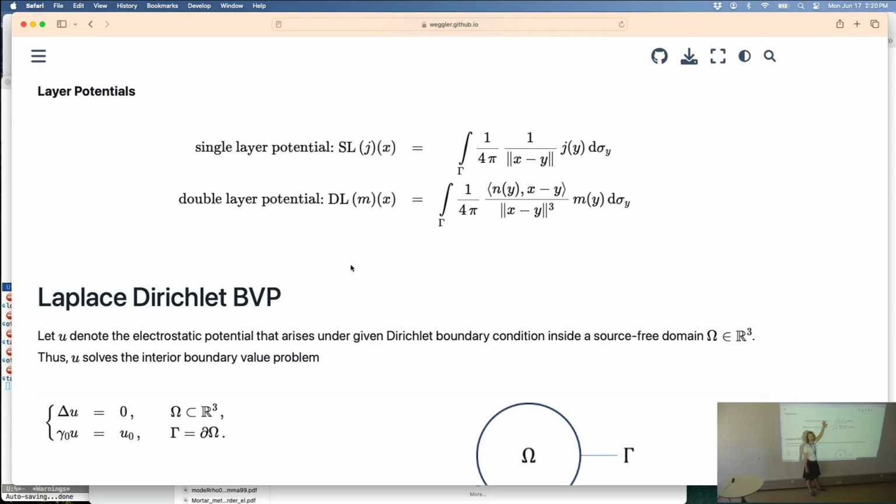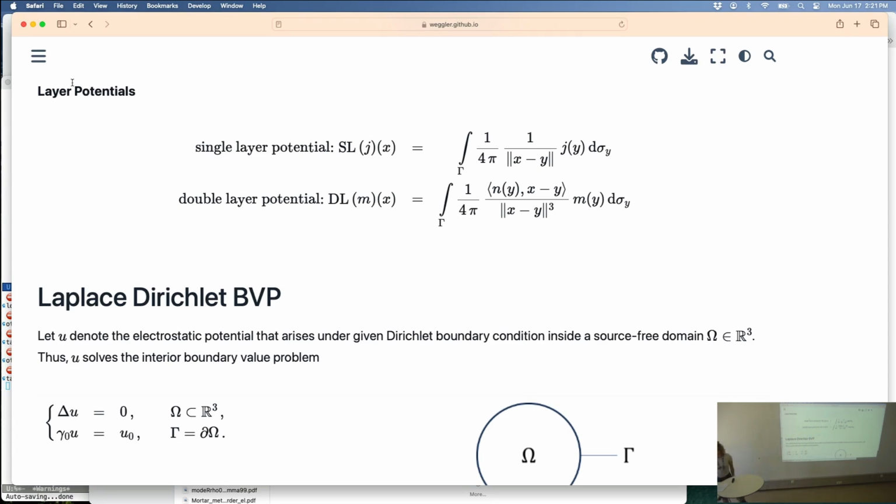This function is harmonic, so it solves the Laplace equation, Laplace of it equals 0. And this as well. Both functions are harmonic for any choice of M and J. But J must be at least H^{-1/2}, and M should be H^{1/2} on the boundary. So trace spaces. But keep in mind, this one here, I call it SL, the single layer potential, is a harmonic function.